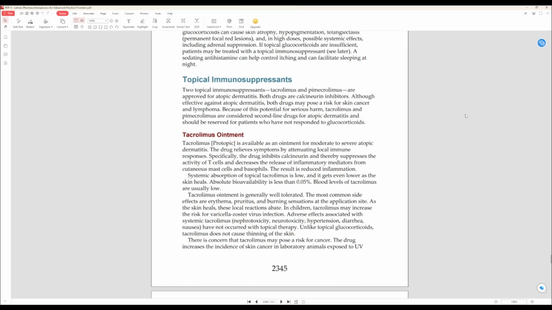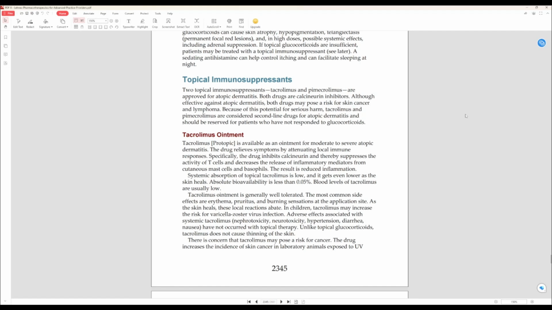So that brings us to the tacrolimus ointment. Tacrolimus is available as an ointment for moderate to severe atopic dermatitis. The drug relieves symptoms by attenuating local immune responses. Specifically, the drug inhibits calcineurin and thereby suppresses the activity of T cells and decreases the release of inflammatory mediators from cutaneous mast cells and basophils. The result is reduced inflammation.